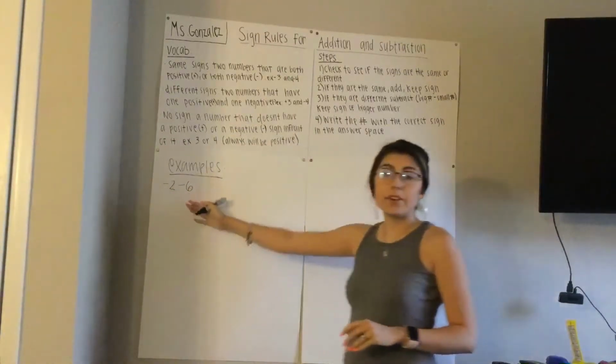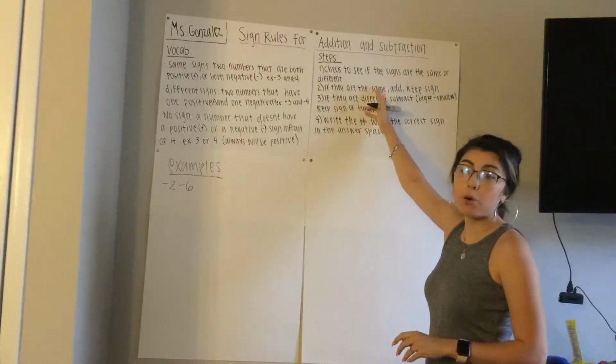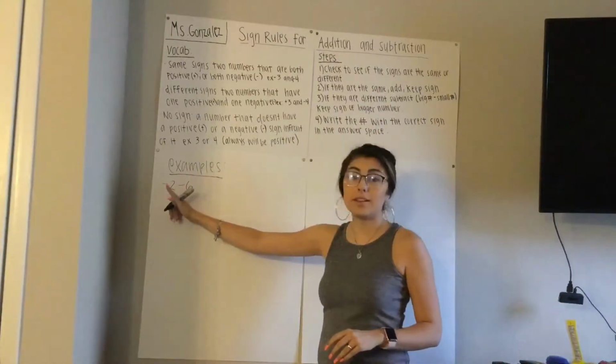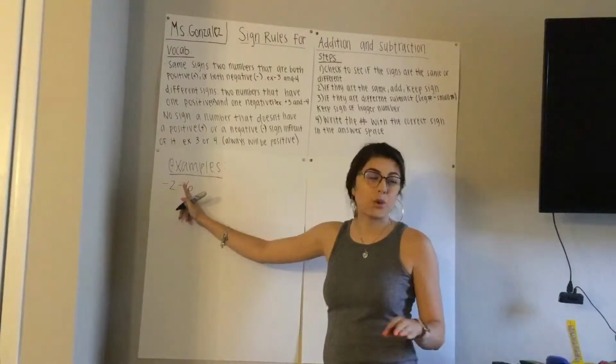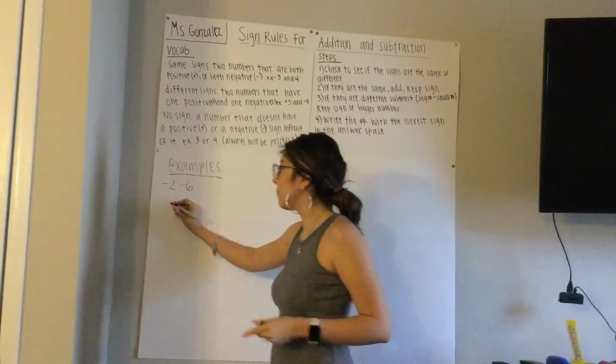All right, so what's our first step, right? It's going to be check to see if the signs are the same or different. In this problem, we can see two negative signs. This is going to be a same sign problem. Let's go ahead and write that down just so it's already in our brains and we have that there, okay?